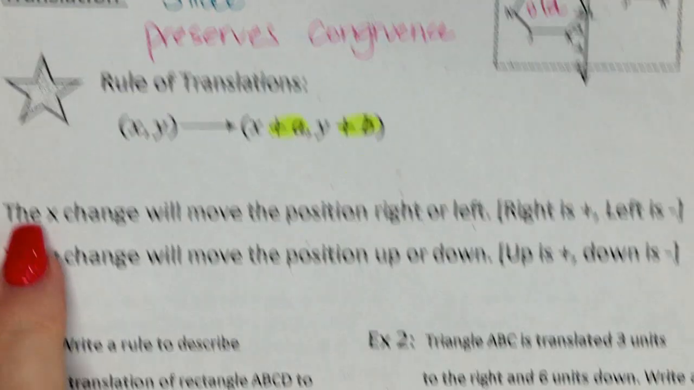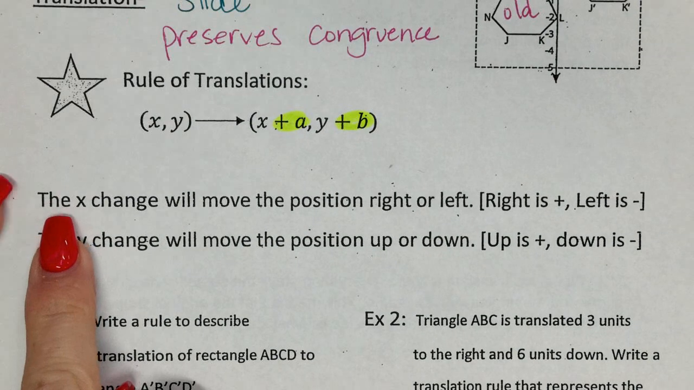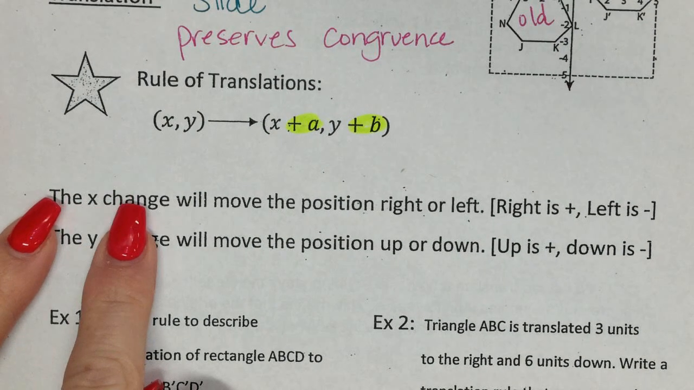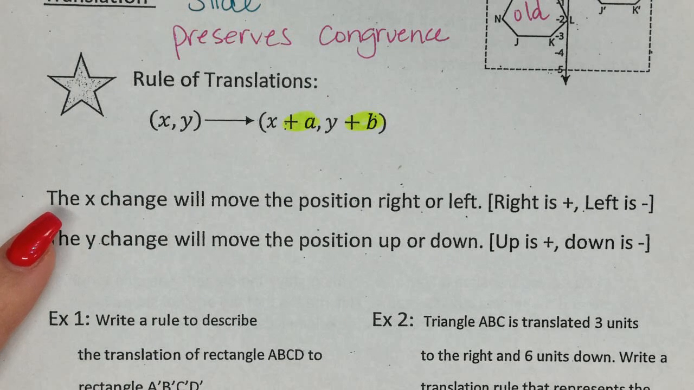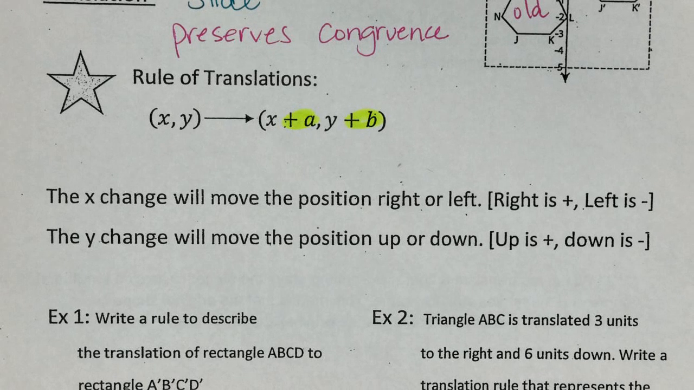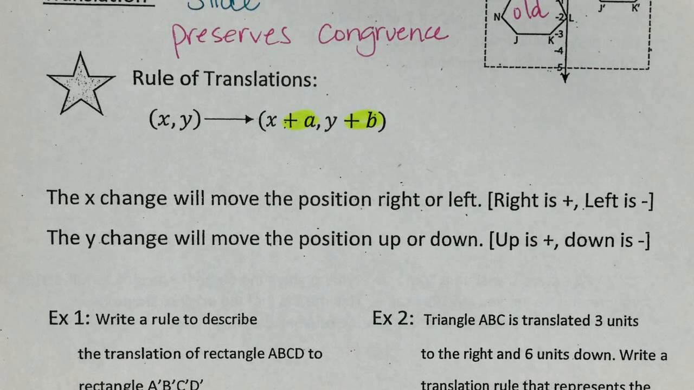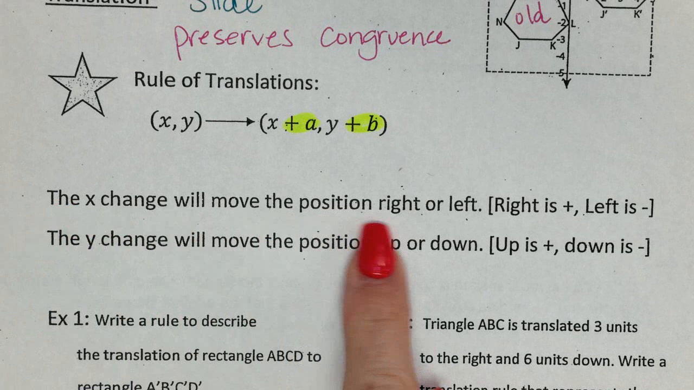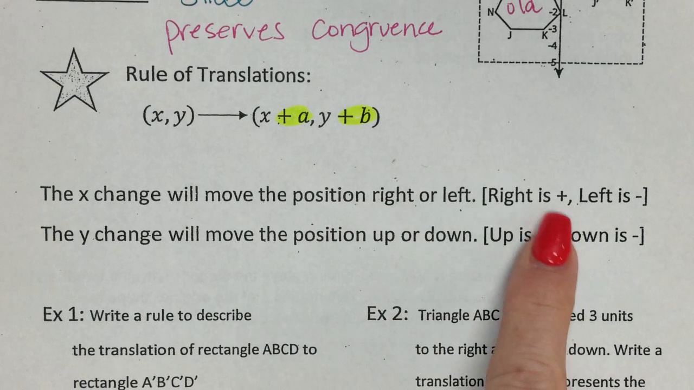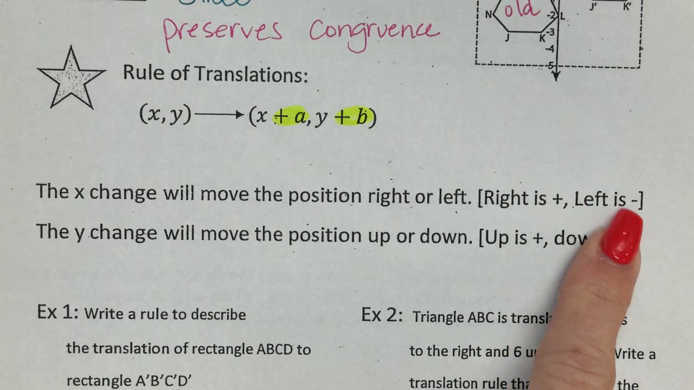Okay, so right here is where I wrote some important information for you. It says the X change, so everybody, which axis is X? This one? Yes? So which way am I going? I'm going from left to right. So the X-axis moves right or left. Right is positive. Left is negative. Now which axis moves up and down?